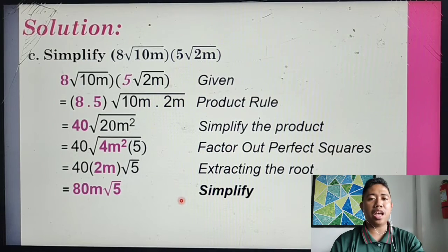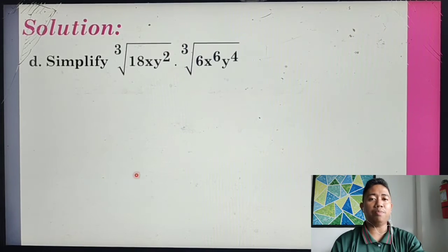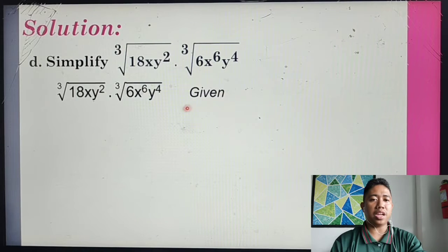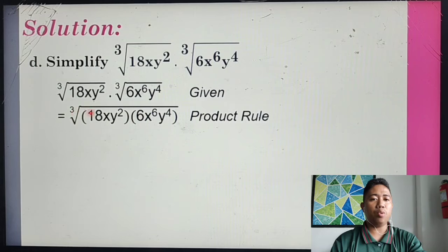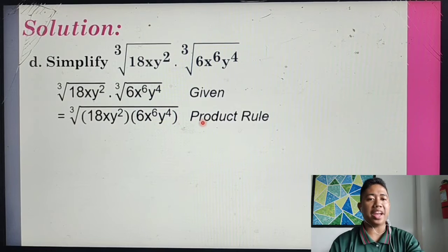So let's move on to the last example in this illustrative example, which is letter D. How will you simplify the cube root of 18xy squared times the cube root of 6x to the 6th power y to the 4th power? So the first step to do is to state the given first, and then you will be applying the product rule, same as it is. So we have the cube root of the first root, which is 18xy squared, multiplied by the second root, which is 6x to the 6th power y to the 4th power. So that is applying the product rule.